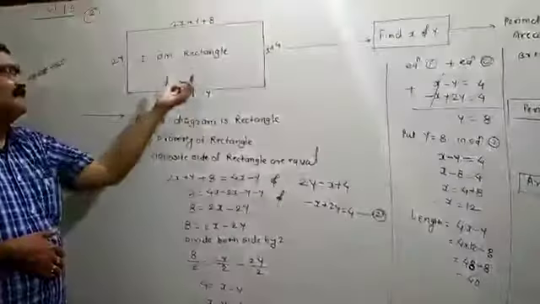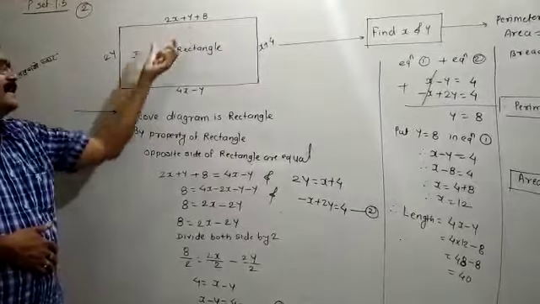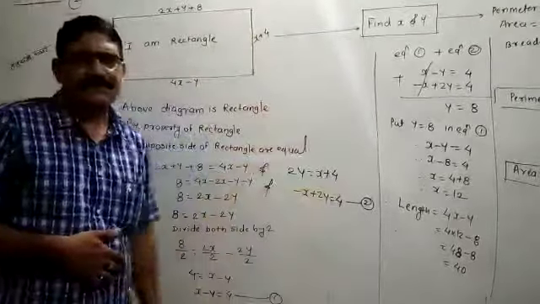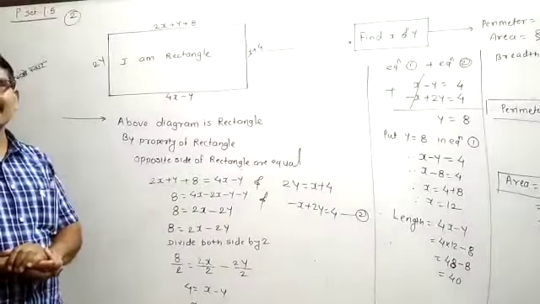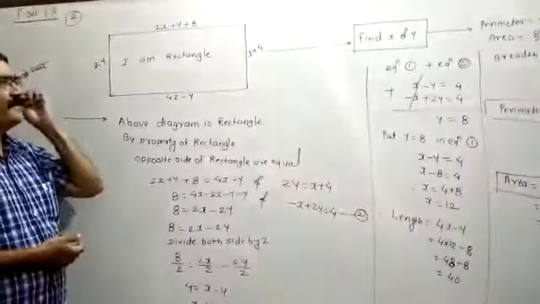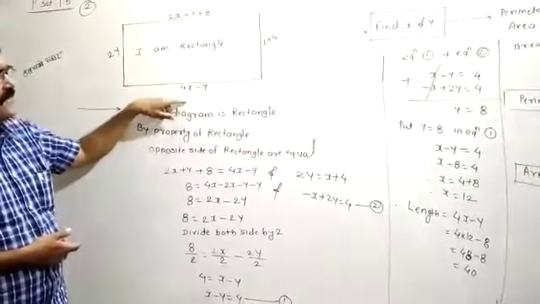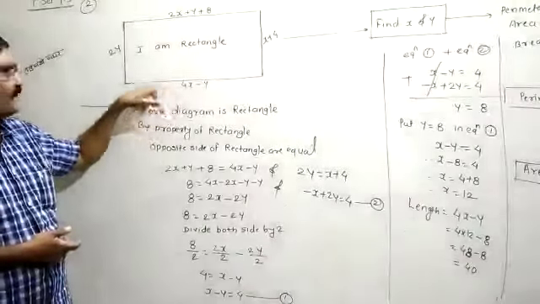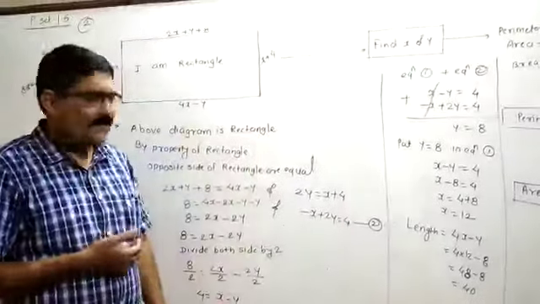If this and these sides are opposite sides, at that time you have to say that this side is equal to this, and this side is equal to this. You have to implement this property, the opposite sides of the rectangle are congruent, and from that you have to frame two equations. If this side is equal to this side, you will frame one equation, and if 2y is equal to x plus 4, you will frame the second equation.